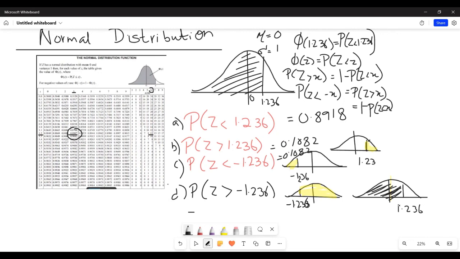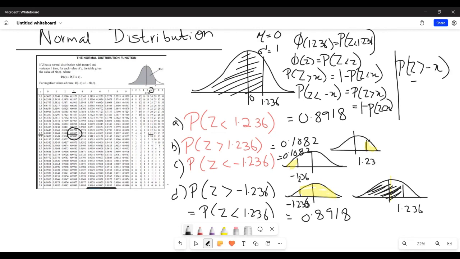which is going to give the exact same answer because the areas are exactly the same. So this is going to be the same as probability z is less than 1.236, which we found in part A, which was 0.8918. So that means probability z is greater than a negative value is the same as probability z is less than the same value made positive. So probability z is greater than minus x is the same as probability z is less than x.